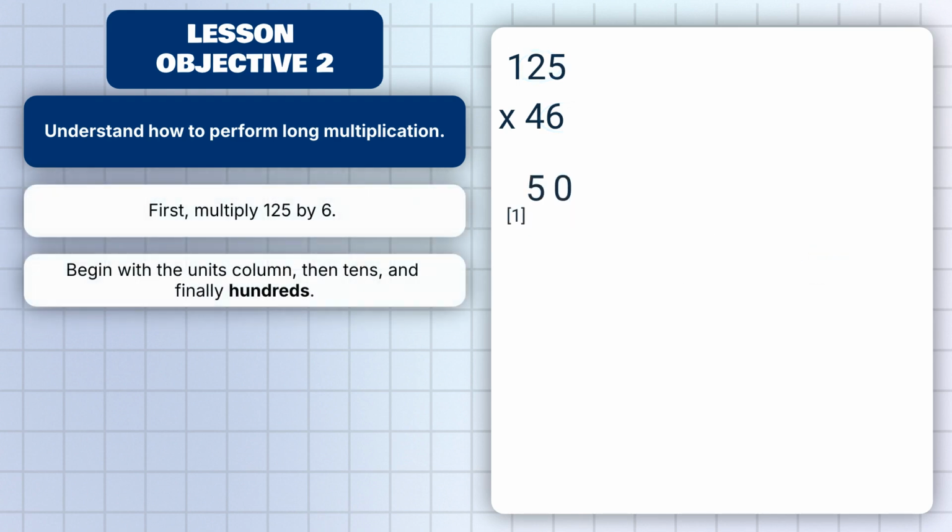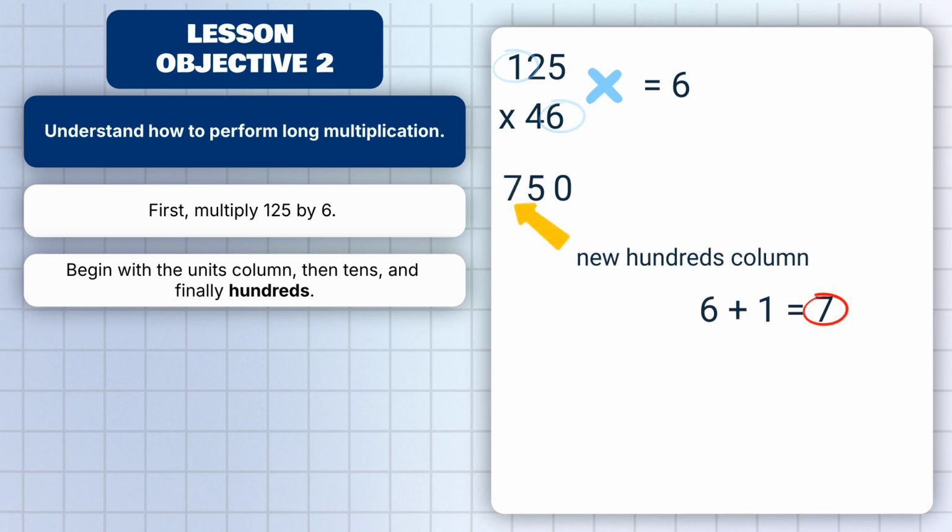Now, we must multiply the hundreds place of 125, which is 1, by the units place of 46, which is still 6. 1 multiplied by 6 is 6. We must remember to add on the 1, though, that we made sure to carry earlier. Hence, 6 plus 1 is equal to 7. So we write 7 in our new hundreds column. At this stage, we can see that 125 multiplied by 6 is equal to 750.